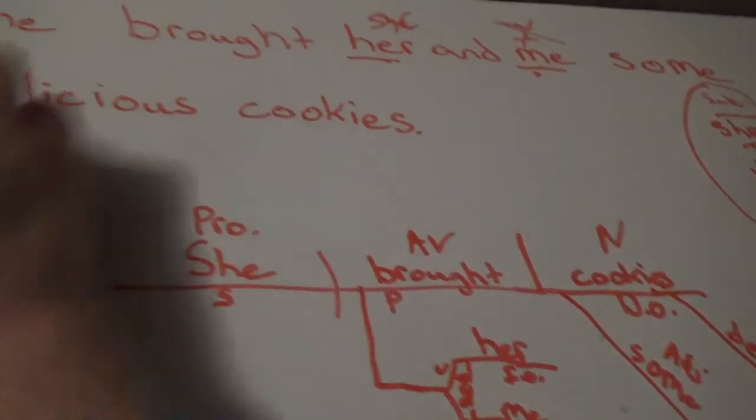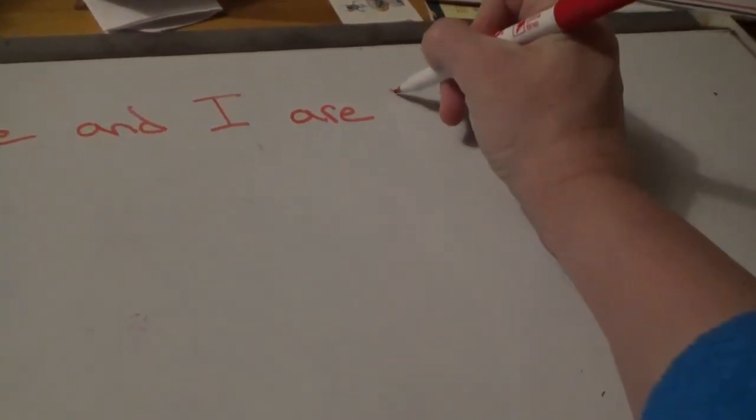All right, number 2, the next sentence that we're going to diagram is she and I are happy. That's a pretty easy sentence there. She and I are happy. Pause the video and diagram that sentence.